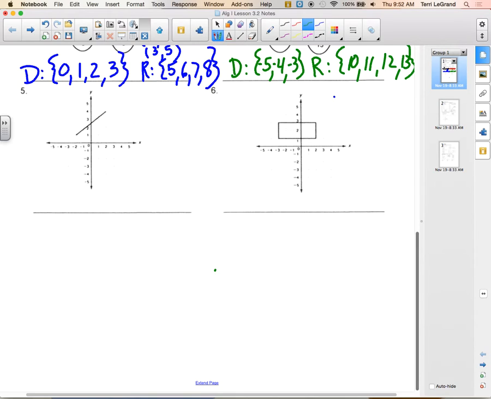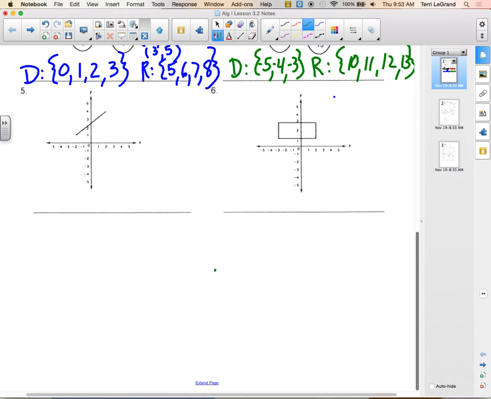Okay, we have a graph here, and on our graph we have a line segment, and we're supposed to give the domain and the range that that graph represents. How many ordered pairs does that graph have, that relation have? Number 5. How many ordered pairs does that relation have? You're all wrong. You're still wrong.